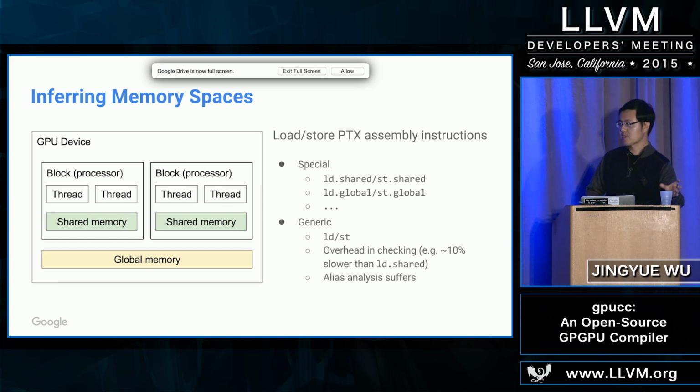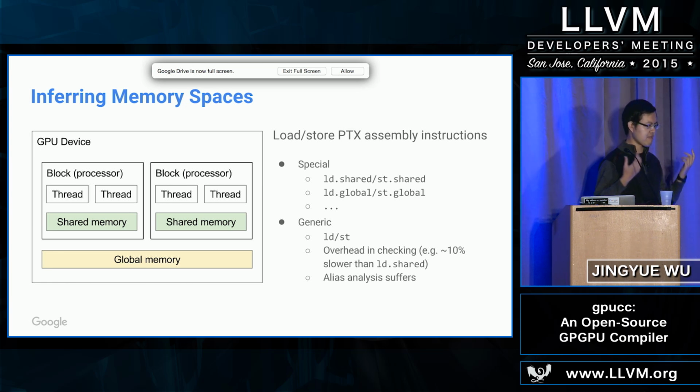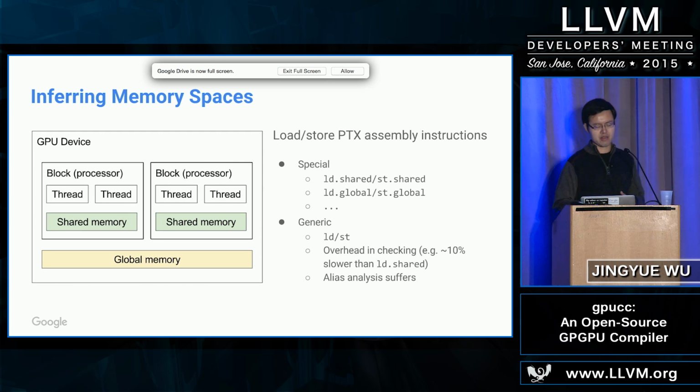Memory spaces are a special notion in CUDA. They refer to different logical components in hardware. The graph here shows you a simplified architecture of a GPU. You have a GPU device that has multiple blocks. Think of them as CPU processors if you're not familiar. And each block has multiple threads. Think of them as CPU cores.